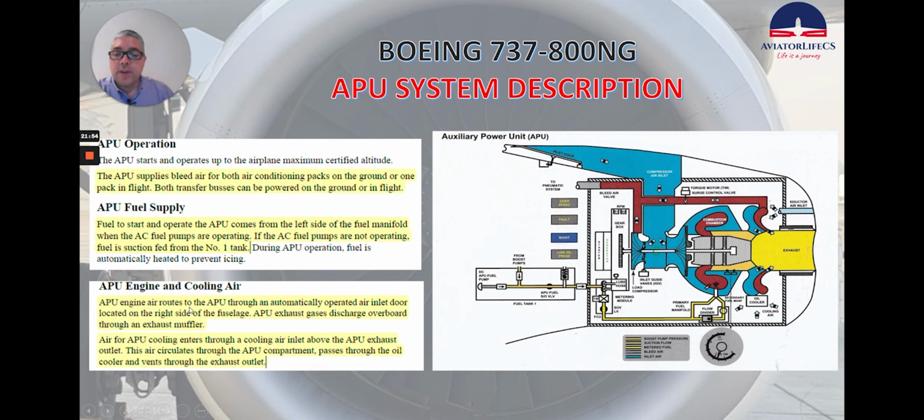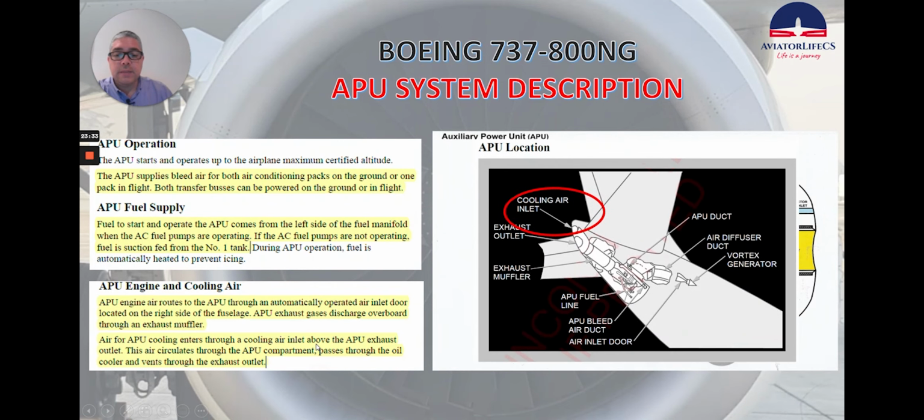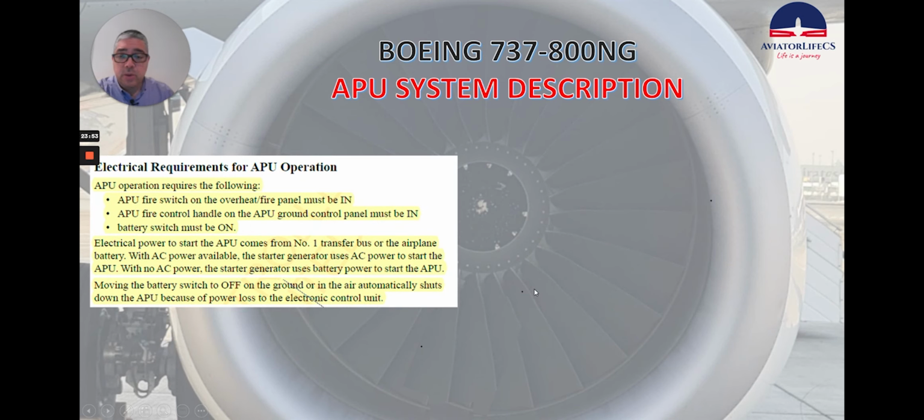APU engine air routes to the APU through an automatically operated air inlet door located on the right side of the fuselage. And remember that picture we saw in the previous slide? That's the door. APU exhaust gases discharge overboard through an exhaust muffler. Air for APU cooling enters through a cooling air inlet above the APU exhaust outlet. So we can see it here. This air circulates through the APU compartment, passes through the oil cooler, and vents through the exhaust outlet, which is right here.